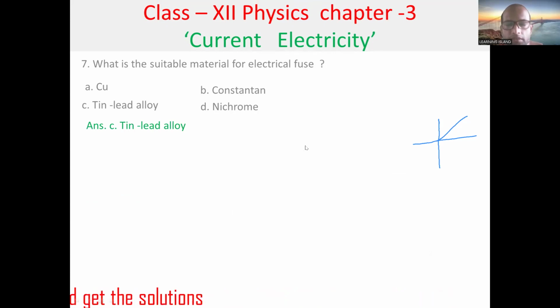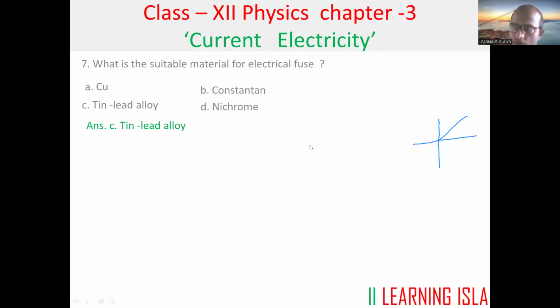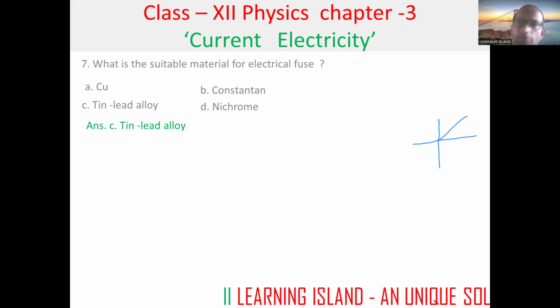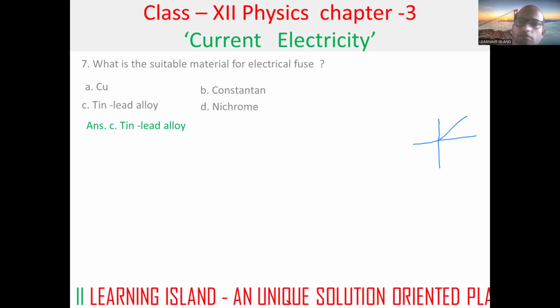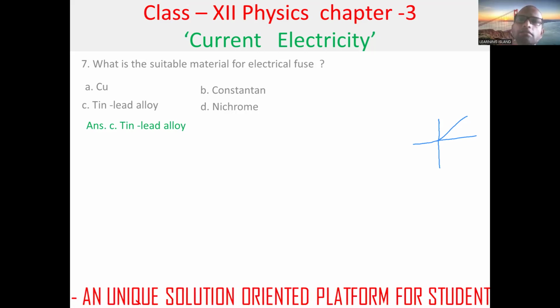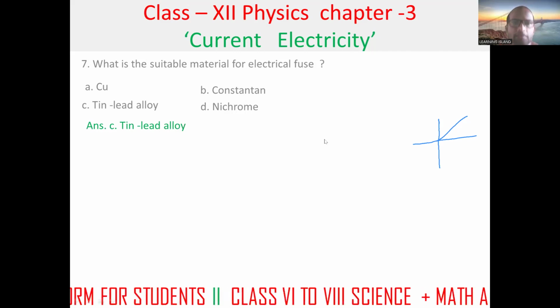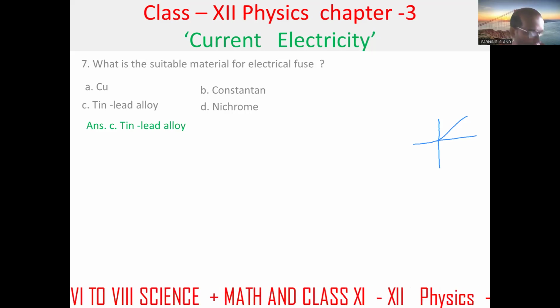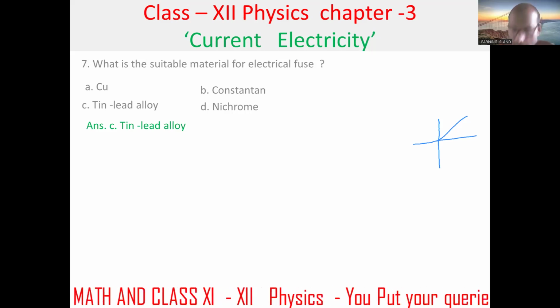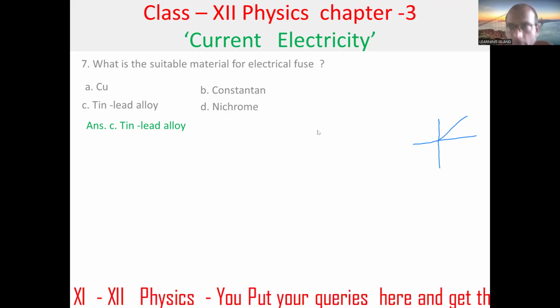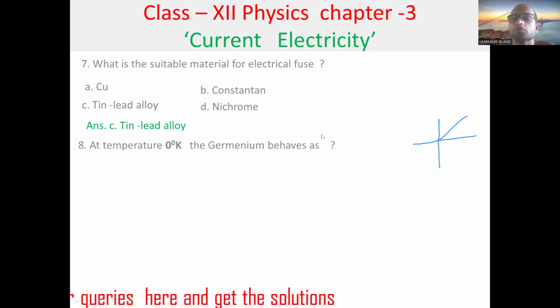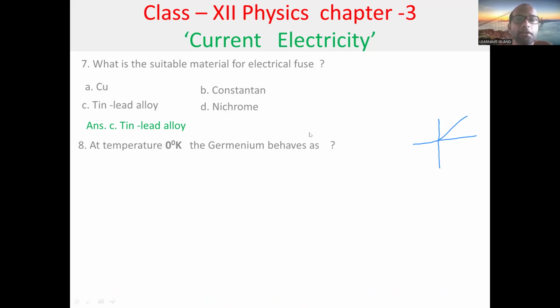It has a very small melting point, and also the rating current is very low, which is suitable for a house. So in this case, tin lead alloy is used. So there is no need to explain it more. Let us go to question number 8.